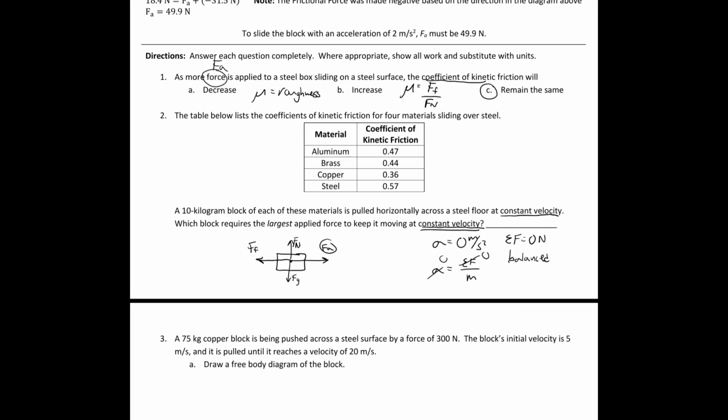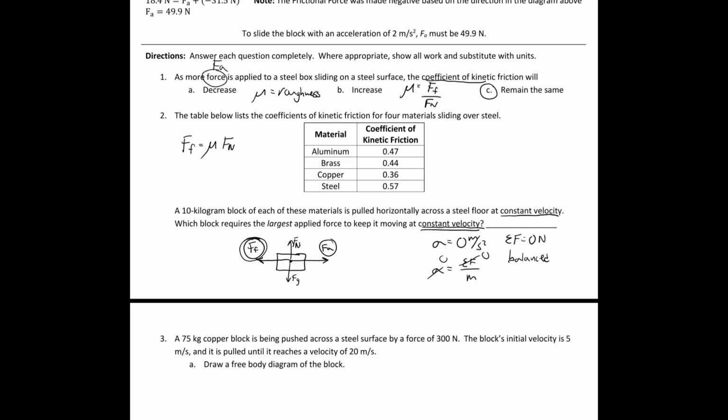So when they're asking which block requires the largest applied force to keep it moving at constant velocity, they're really asking which one has the greatest frictional force. Right? Because if this is the largest applied force to keep it moving at a constant velocity, which situation will give you the greatest frictional force? So in essence, they're really asking which one has the greatest frictional force. And they tell you all the different coefficients. Now, what else do we know? The frictional force is equal to mu Fn.